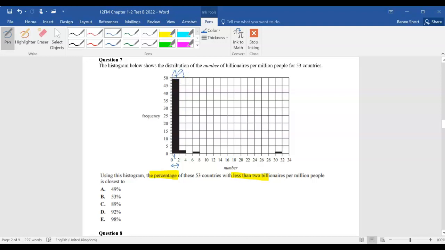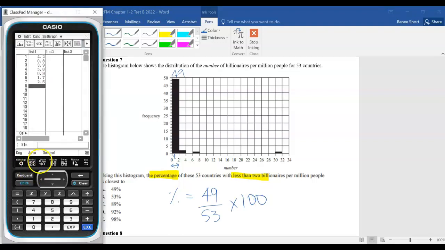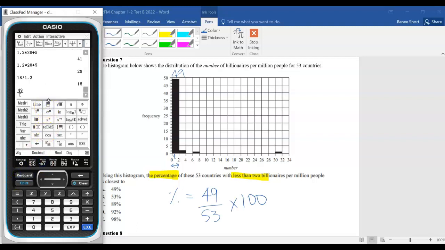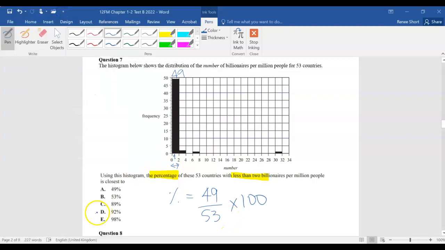So it was common for people to select A, but again, highlighting in the question, it asks for the percentage of people. So we actually need to know 49 out of 53 times by 100. And sorry, if I open my calculator up for us, head back to the main menu, 49 over 53, we get 92.45%. So the answer here is D.